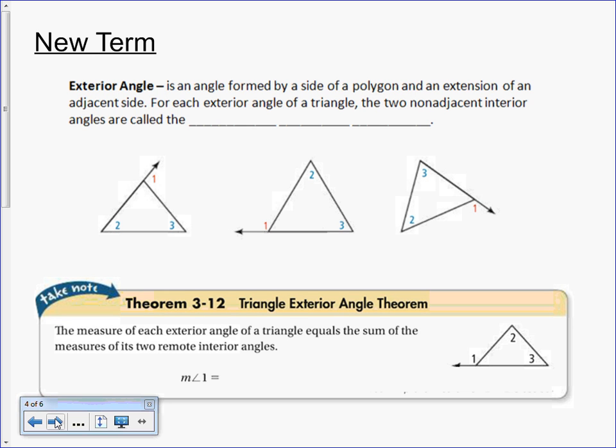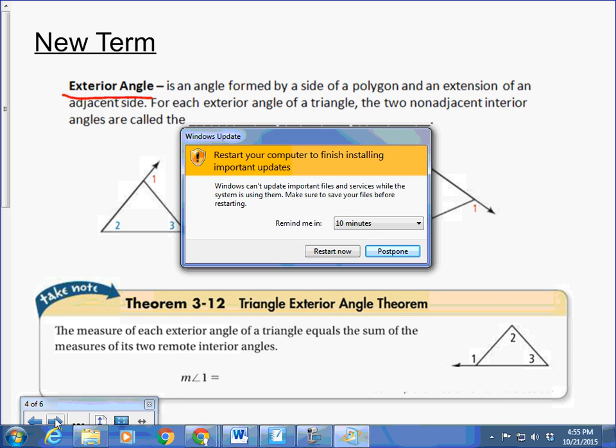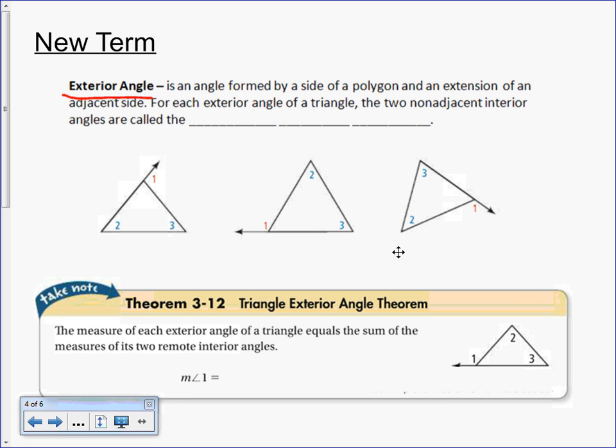Actually, we have a vocab term here first. This is important. It's the exterior angle of a polygon. This is one of the vocab words for the chapter. It's an angle formed by a side of a polygon, and we're going to deal with triangles here, and an extension of the adjacent side.